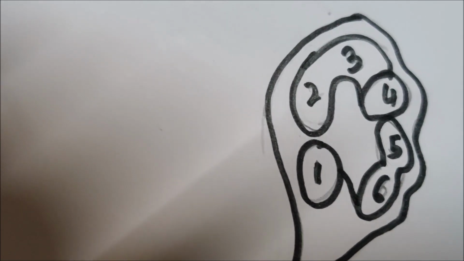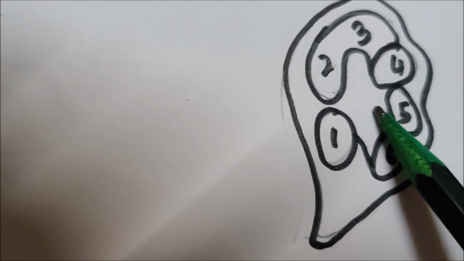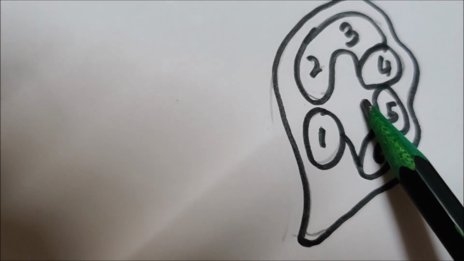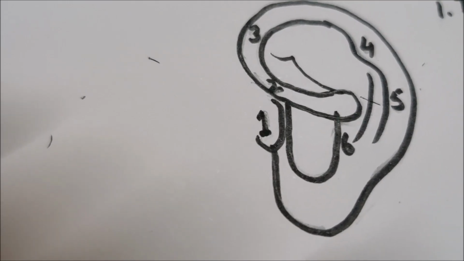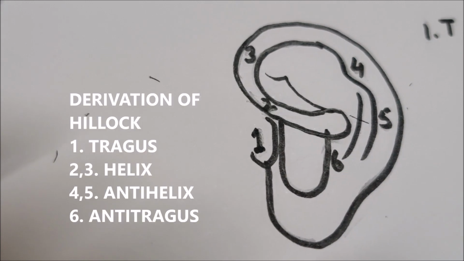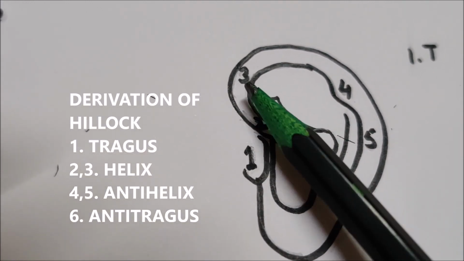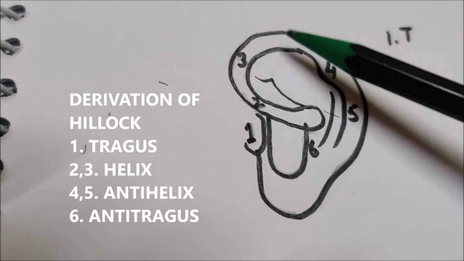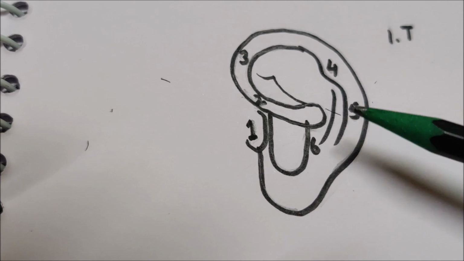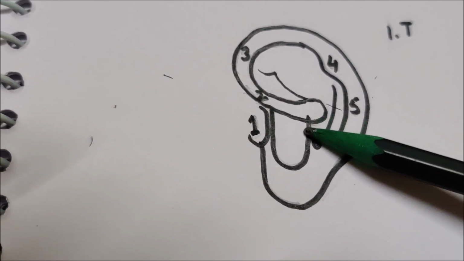This is how these hillocks further develop around the external acoustic meatus, and finally they take up the normal shape. From the first hillock the tragus is formed, the second and the third hillocks will form the helix, the fourth and the fifth will form the antihelix, and the sixth one will form the antitragus.